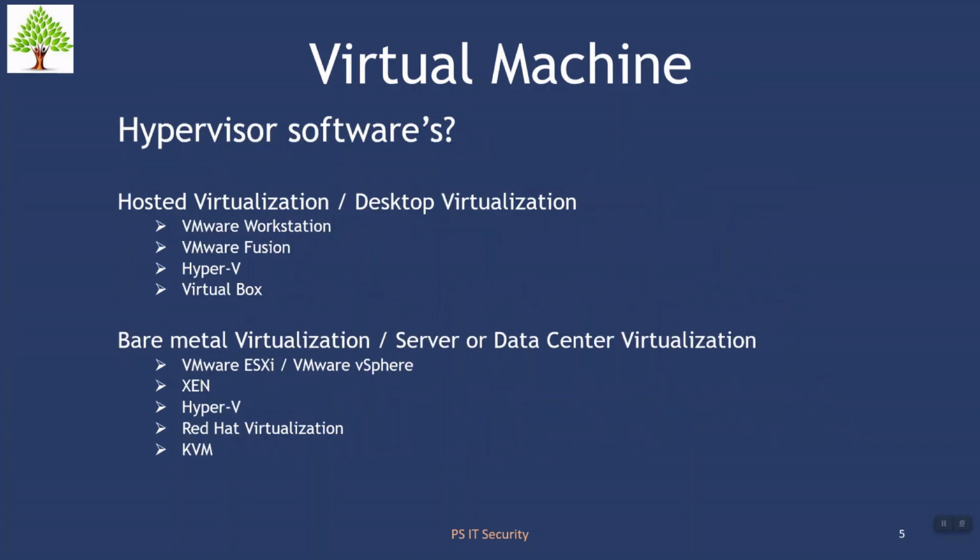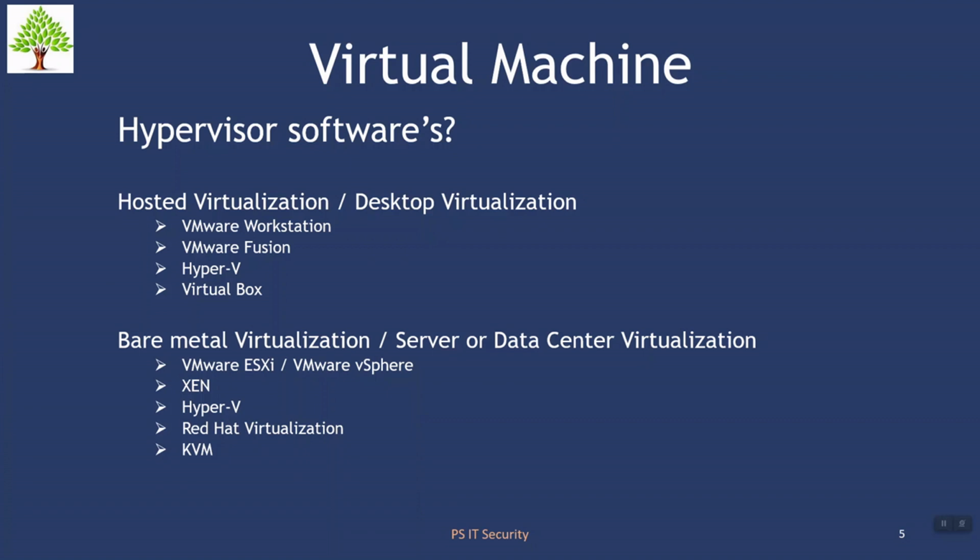So there are different types of virtualization software available. The first one is hosted virtualization, which is also called desktop virtualization. Below are some of the main virtualization software vendors for hosted virtualization. Those are VMware Workstation, and VMware Fusion, which is available on the Mac operating system. Then on Windows, Microsoft also provides Hyper-V, and then there is VirtualBox.